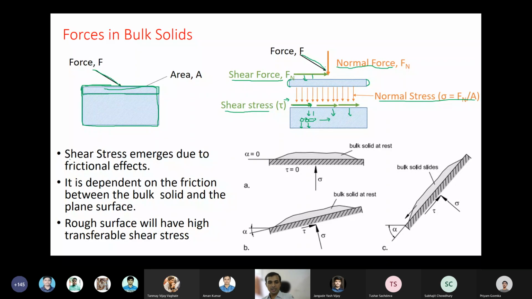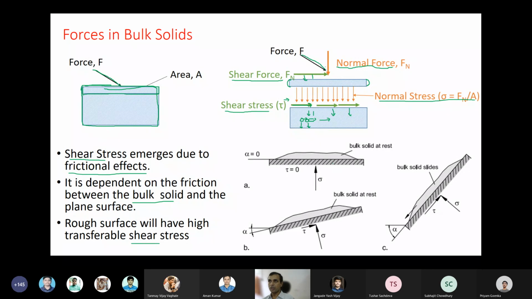As I said, the shear stress emerges because of the frictional effects. It comes from the movement of solids in the horizontal direction, because of the internal friction between the solids, and the friction between the solids and the wall. It depends upon the friction between the bulk solid and the plane surface. Obviously, a rough surface will have the ability to transfer higher stresses.